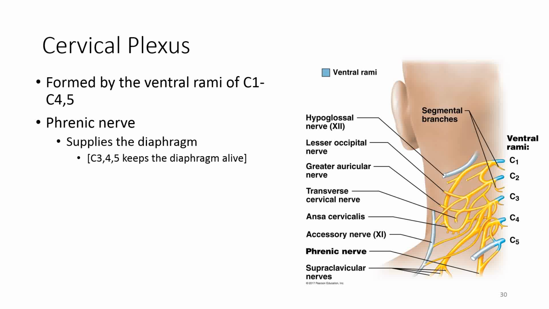So cervical plexus is formed by the ventral horns. Okay, so the ventral horns of C1 through C4 and 5. This is going to give rise to what's called the phrenic nerve, this guy right here. Really important, you can see him down here. Phrenic nerve is super crazy important because this keeps your diaphragm working, and if your diaphragm isn't working, you're not breathing. So the phrenic nerve, very important.